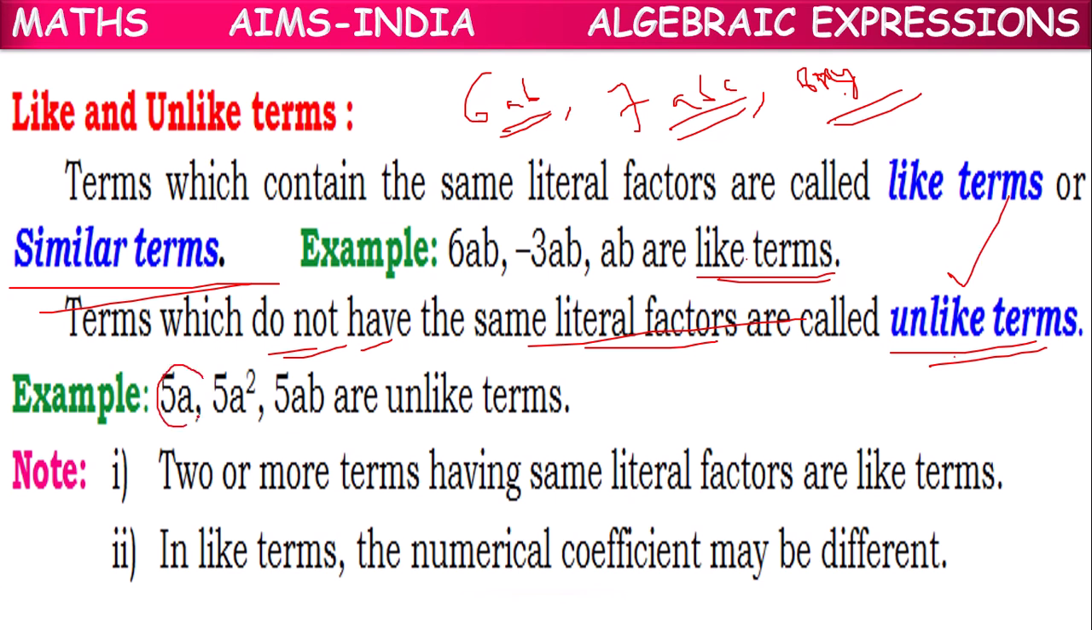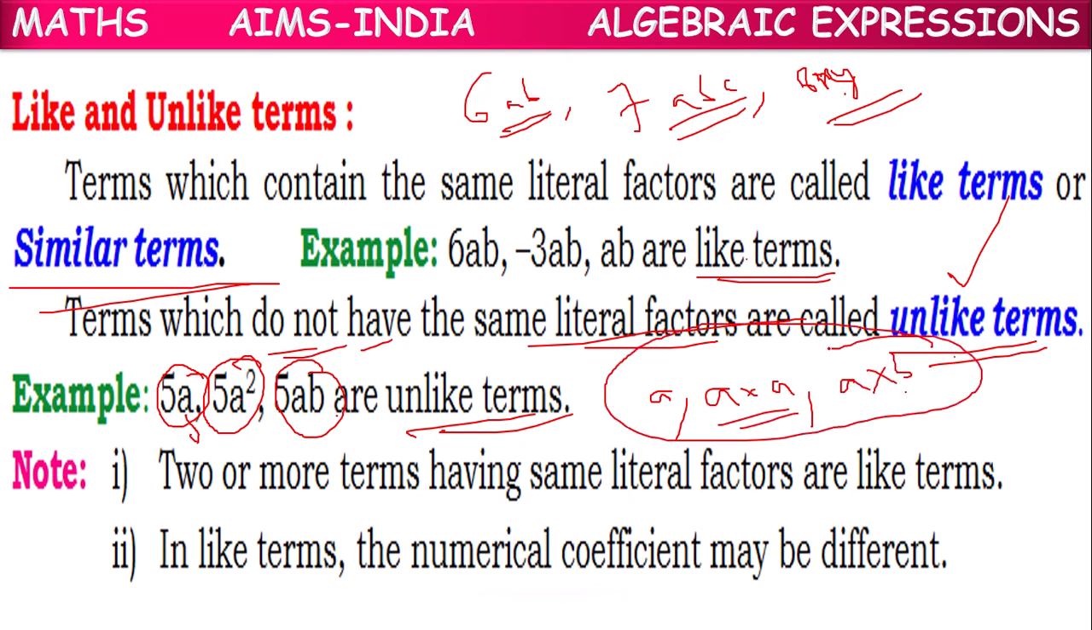So 5a, 5a square, 5ab. These are unlike terms, because here literal factor a is only one time. In the second one, a square means a into a, 2 times. In the third one, a into b. The literal factors are different in the 3 terms, so they are unlike terms.